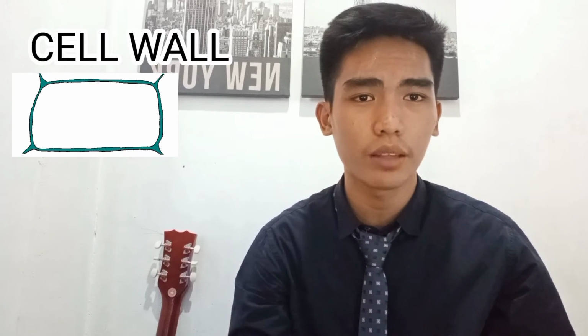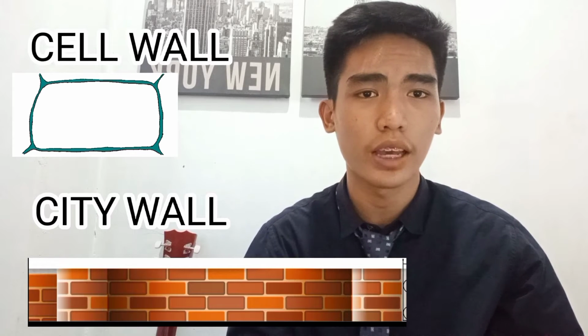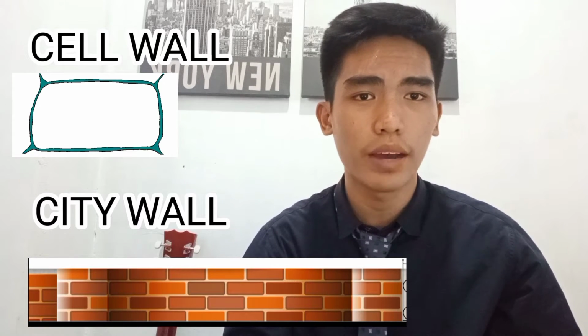Let us begin with the cell wall. The cell wall is represented by the city wall that surrounds and protects the city from items outside, just like the cell wall provides protection and structure to the cell.